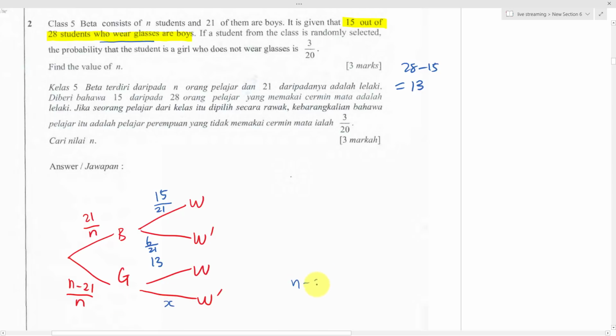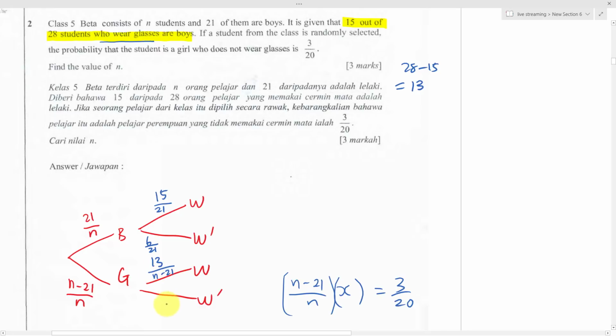Basically n minus 21 over n, and then multiply x, I should get the probability 3 over 20, because this is the girl and does not wear glasses. I do not know the exact value here, because I do not know the number of girls. The number of girls basically is n minus 21, right? This is the number of girls.